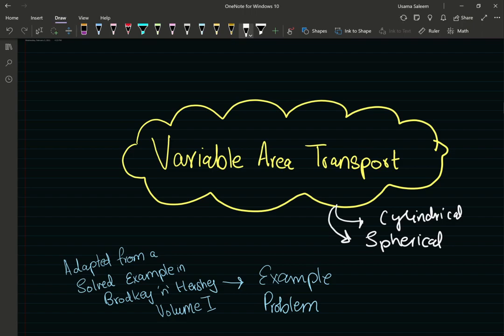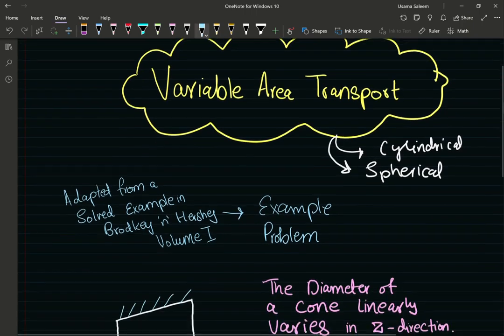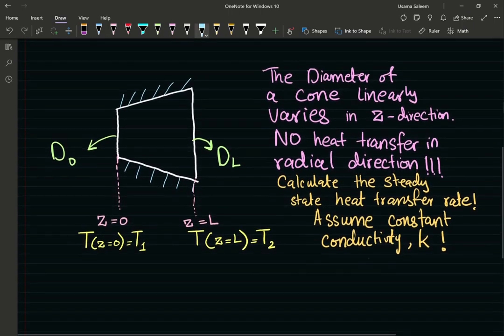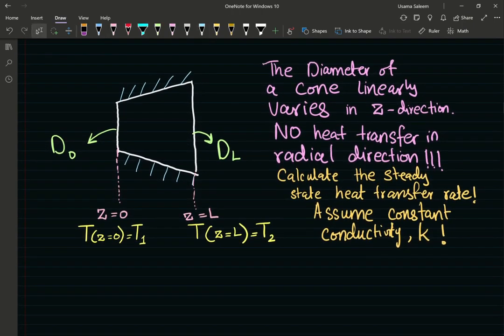For this video, we're just gonna look at an axial heat conduction problem. The problem that I'm gonna go over is adapted from the first volume of Brodkey and Hershey. Please refer to the bibliography, and it's an adaptation of a solved example. I'm gonna leave this up there for a second, pause the video, and give this problem a read.